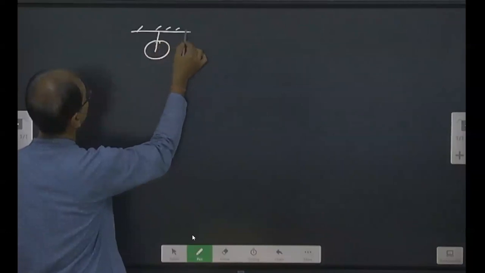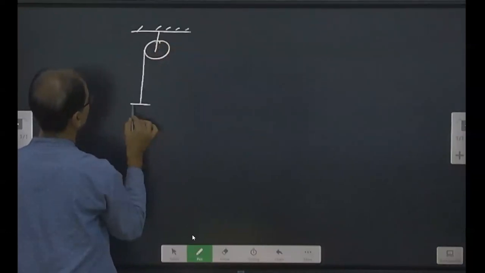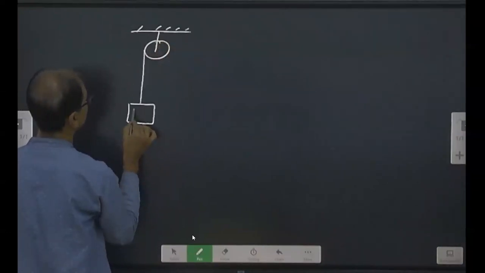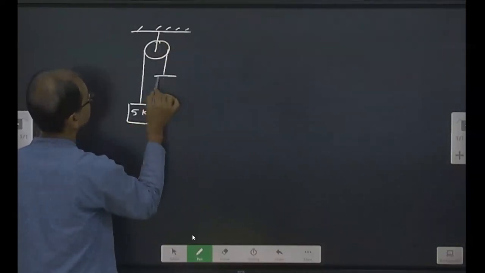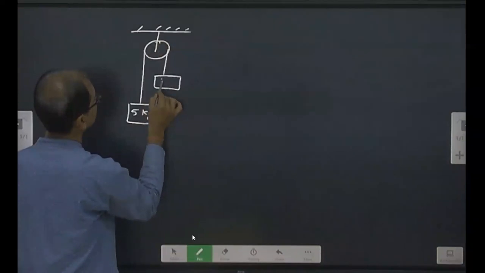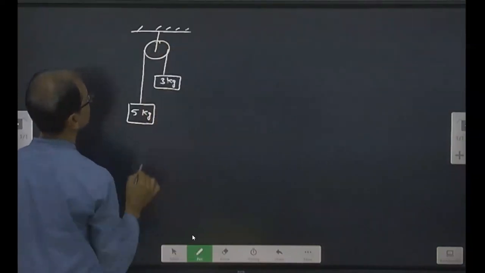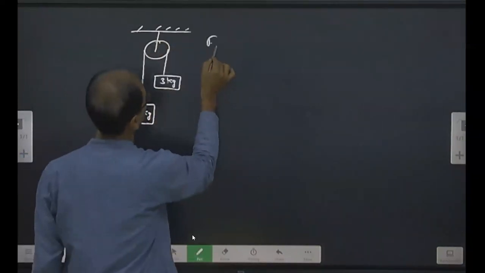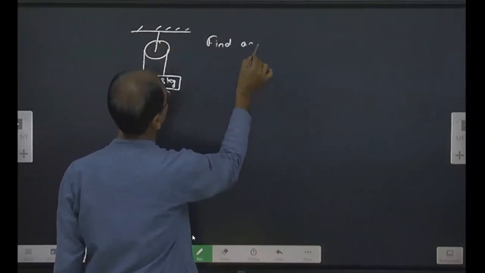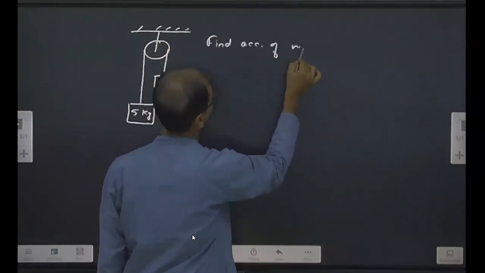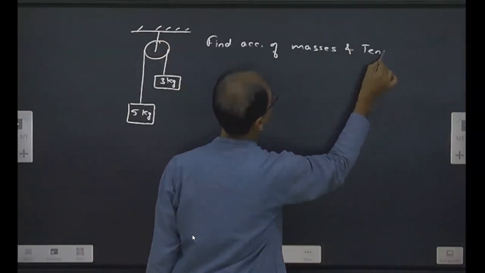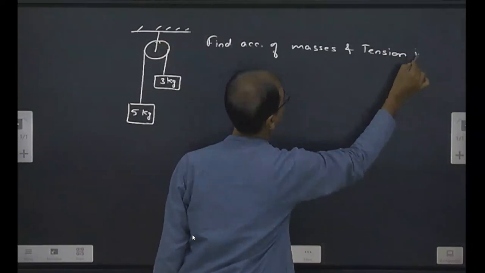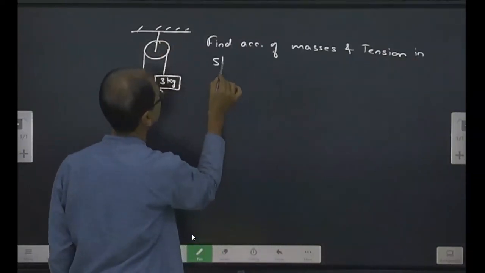A fixed pulley. Here is block 1. Let's say its mass is 5 kg. And another one is here, this is 3 kg. Find the acceleration of masses and tension in string. That's our question.